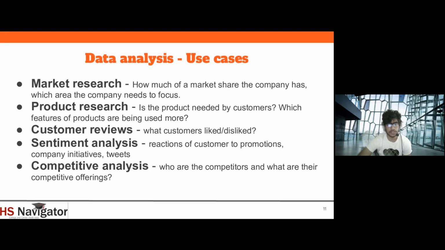Customer reviews: what customers liked or disliked. Sentiment analysis: reactions of customers to promotions, company initiatives, and tweets. Competitive analysis: who are the competitors and what are their competitive offerings?